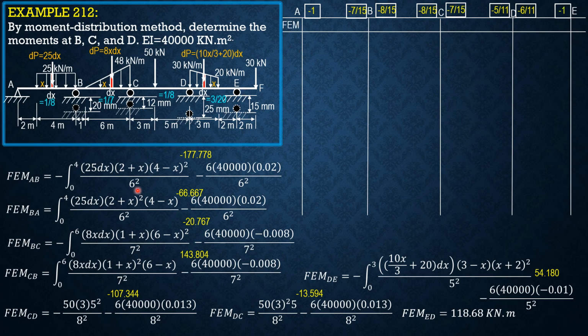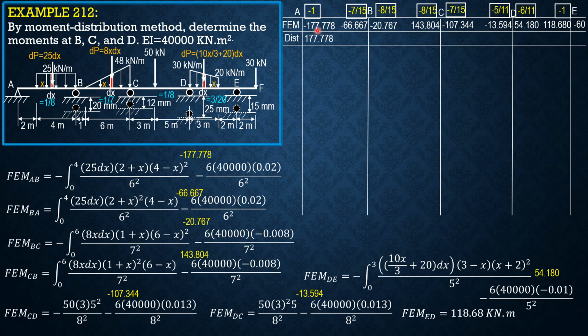Then for the fixed moments, we have negative 177.778, negative 66.667, negative 20.767, 143.804, negative 107.344, negative 13.594, 54.4, 1.8, then because this is negative 60, so this is 118.68, then negative 60 moment EF. Then we have to distribute.